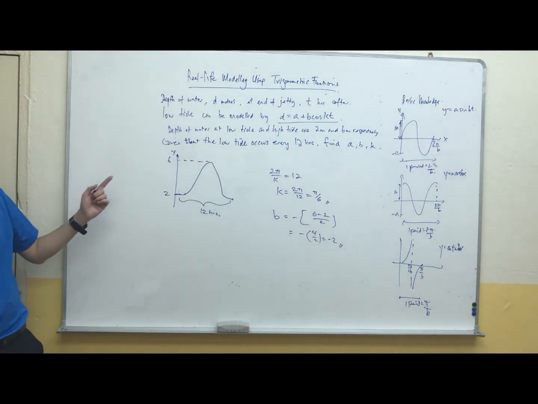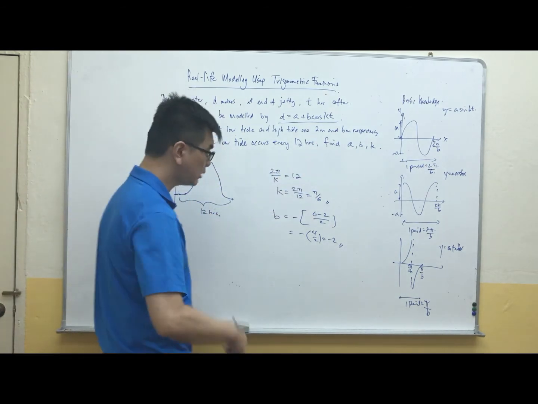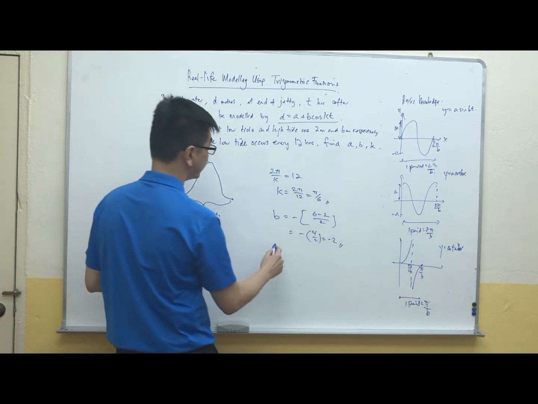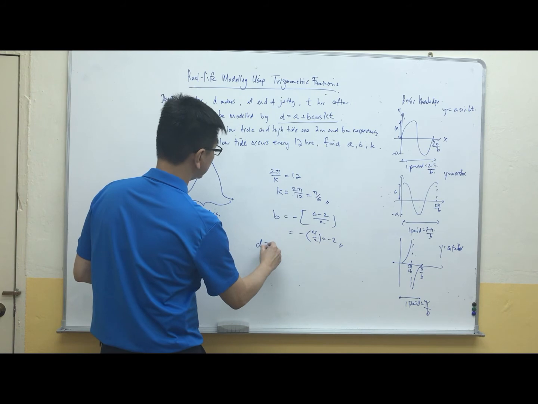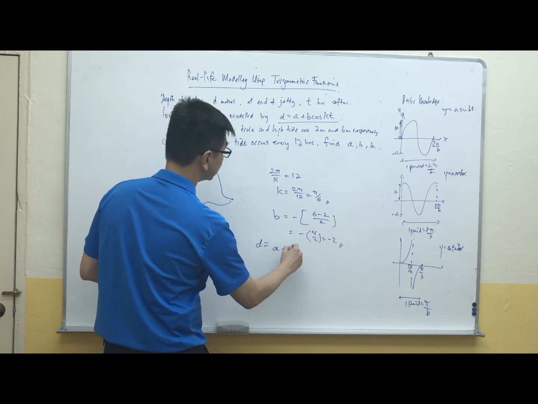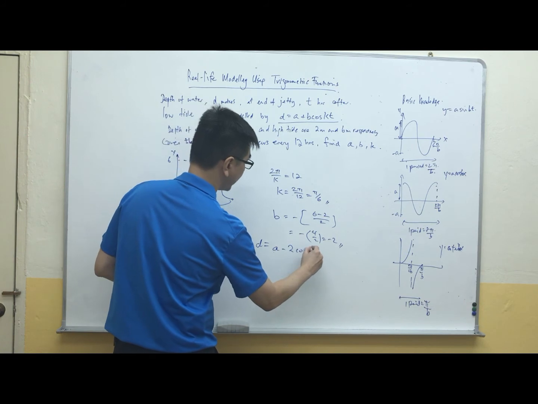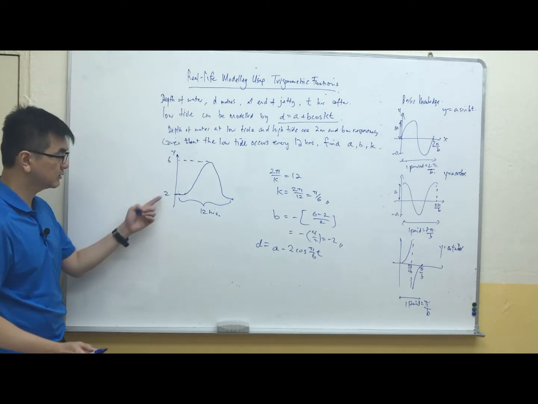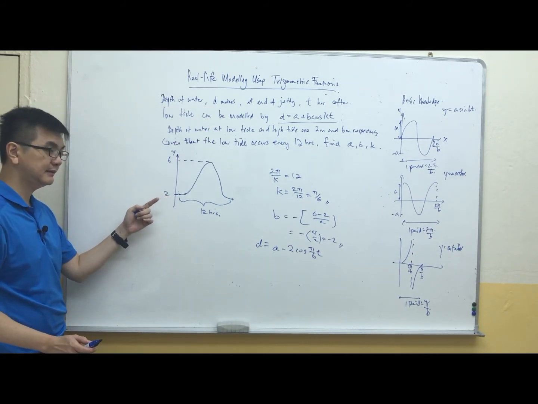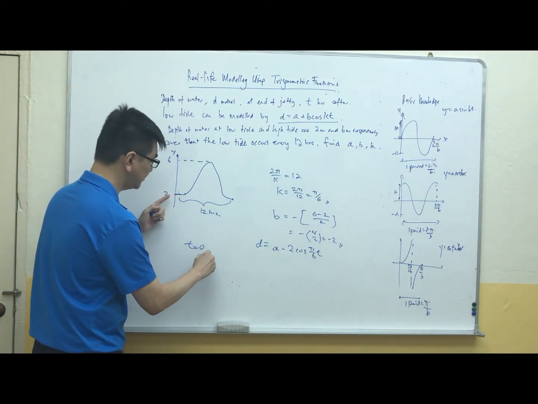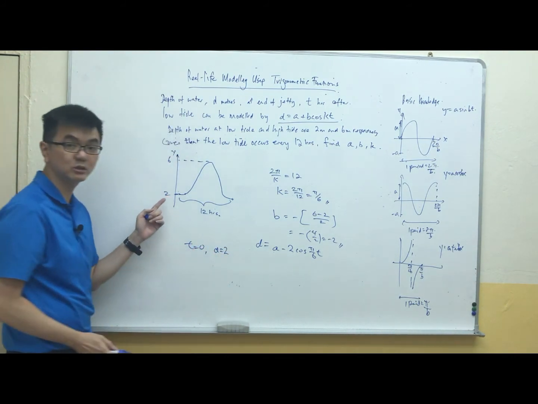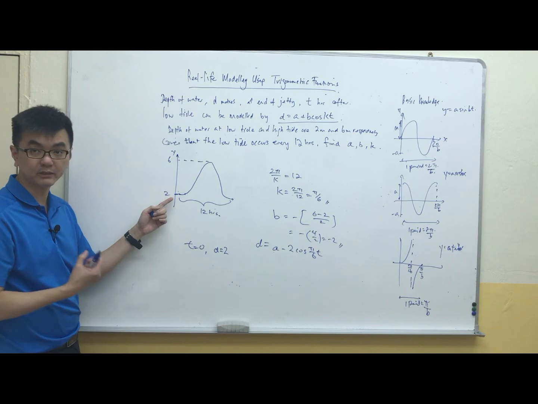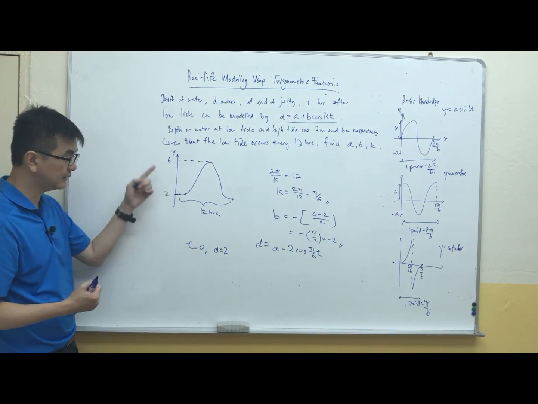The last unknown to find will be my a. So I'm going to rewrite the equation with the values of k and b which we have just found. My d will be equal to a minus 2 cosine of pi over 6 times t. Given that when t equals 0, d is equal to 2, this is the initial time where I started measuring the height of the tide at time 0.